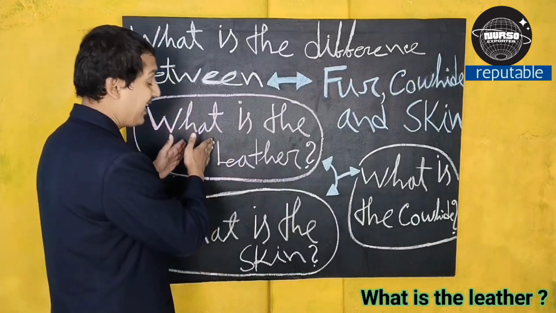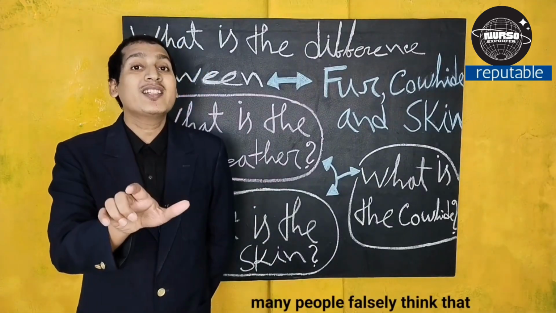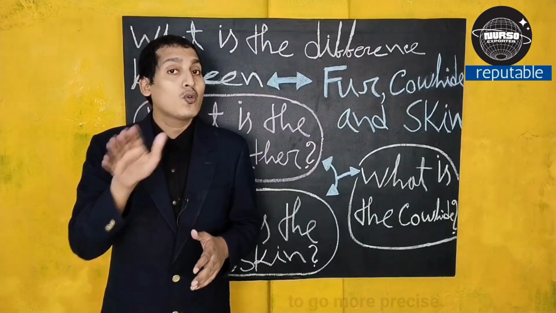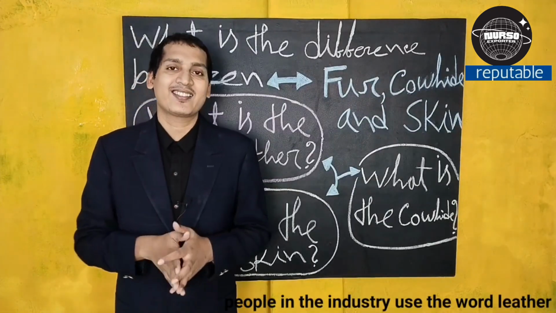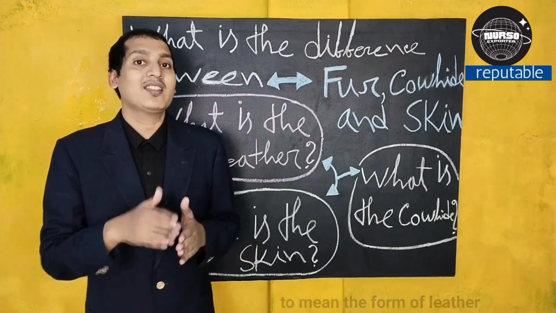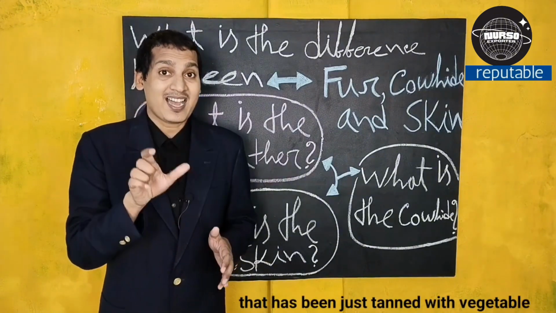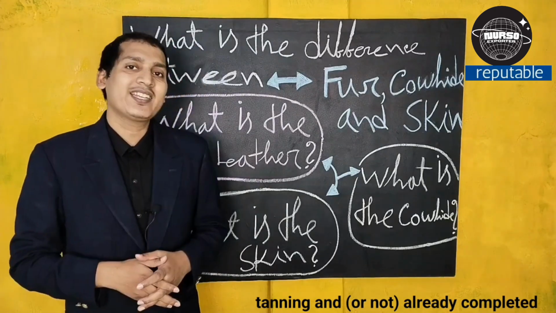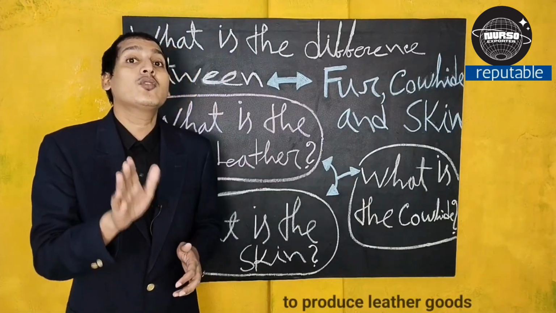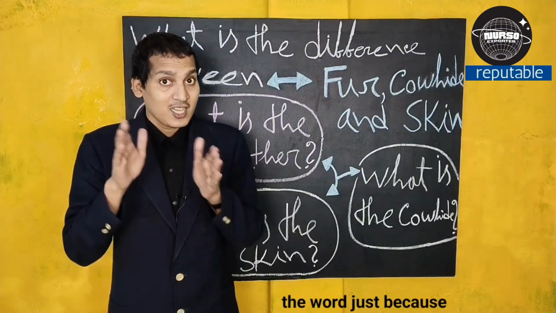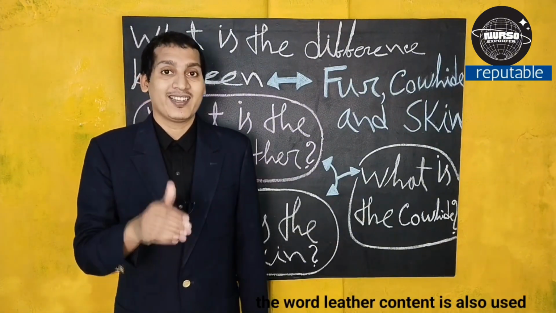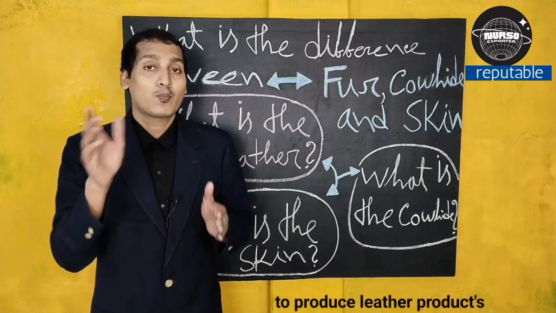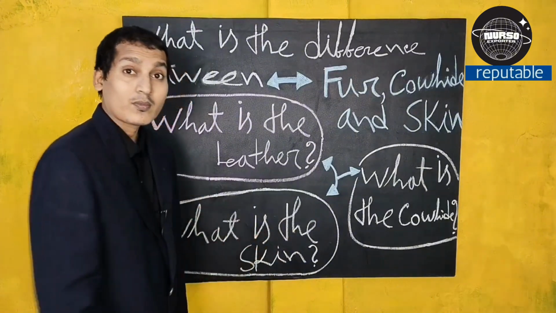What is leather? Many people falsely think that is the only differentiation, but in fact, if you want to go more precise, people in the industry use the word leather to mean the form of leather that has been just tanned with vegetable or chrome tanning and is not yet completed, that is ready to be used to produce leather goods. The word leather is also used when it is ready to be used to produce leather products. What is skin?